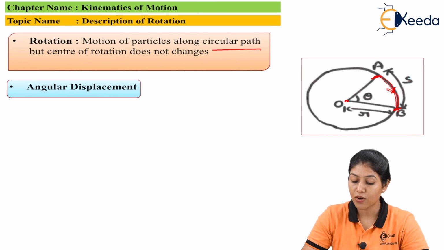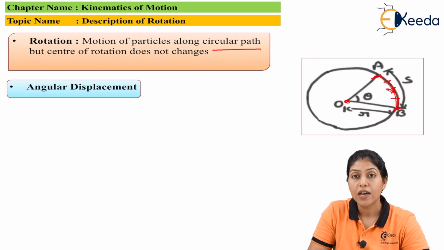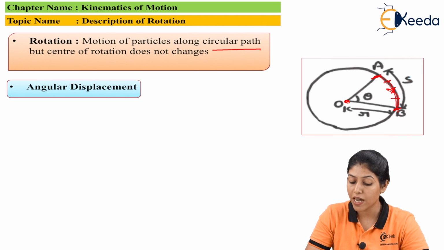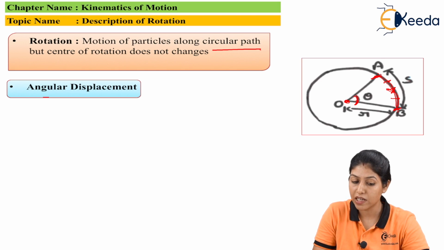So the center of rotation for this particle at point A, and when it reaches point B, will be O only. Whether the particle is at point A, at point B, or in between A and B, the center of rotation will be constant. The center of rotation is not at all changing. And if we consider the change in position of the particle from A to B, this is represented by the angle theta.